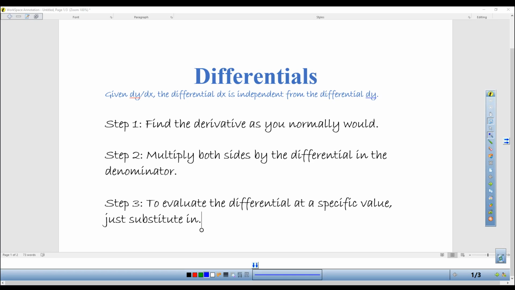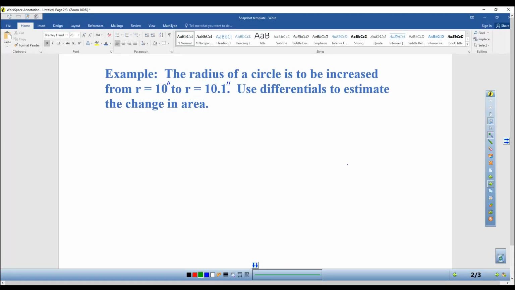This is a Shaffer snapshot on differentials. So, given dy/dx, this is what you're used to seeing, this is the derivative. The differential dx means just the dx portion of that is independent from the differential dy. In other words, you can separate it into pieces. So we have three steps that I'm going to use. You can screenshot this if you want to, but I'm going to jump into my example.